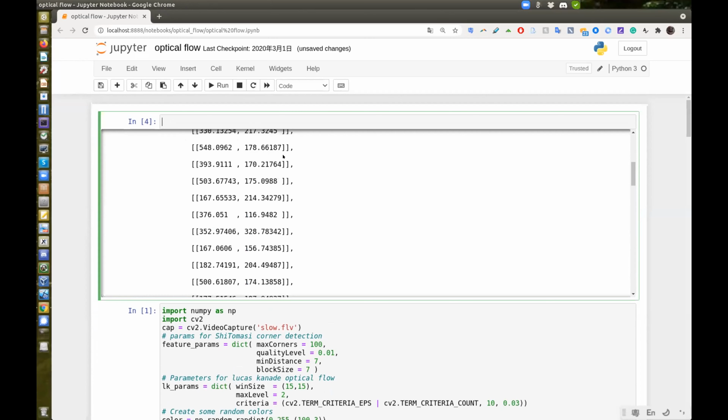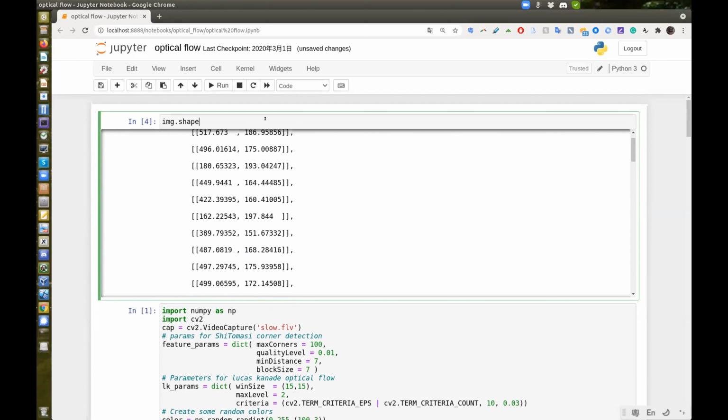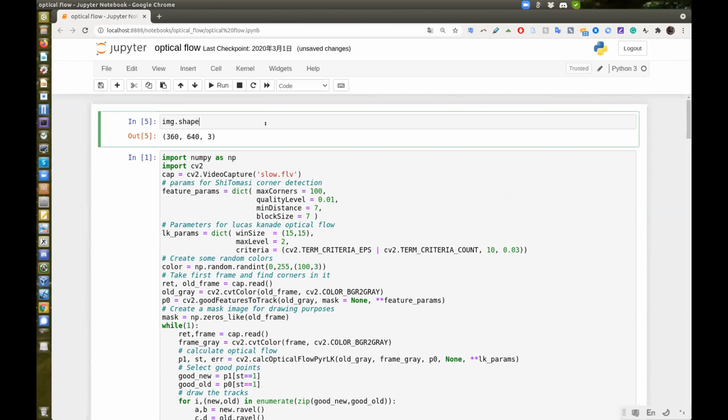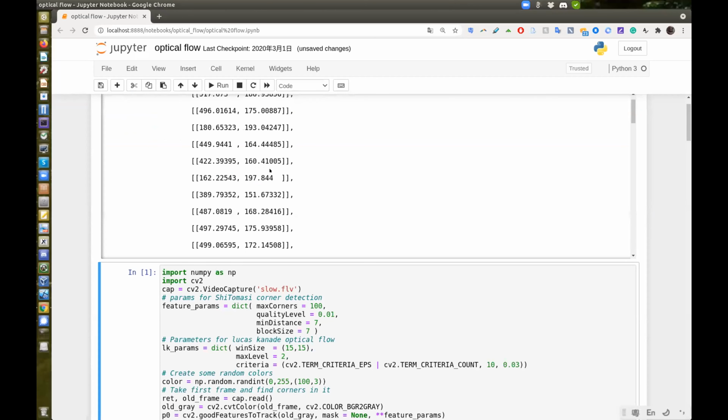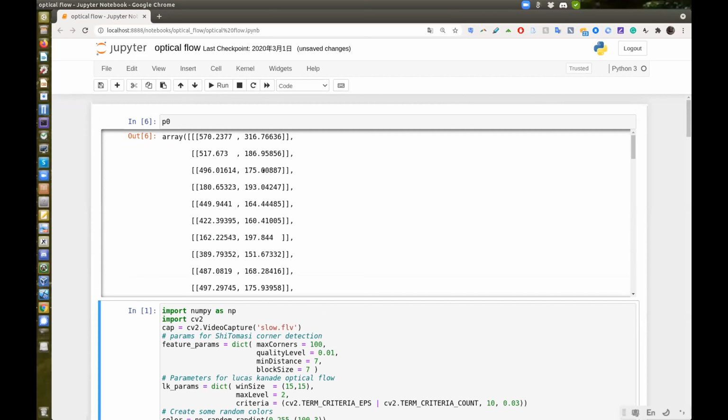I have this. What's the size of the image here? 360, 640. My biggest problem is always that I can't figure out which one is which. So I have 360 and 640. Yeah, if I check every point, it's probably very ugly. Let's see if I check every other point, maybe.